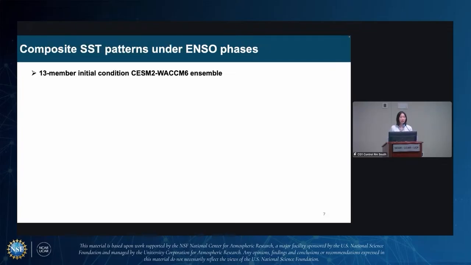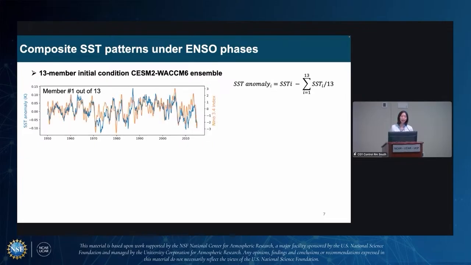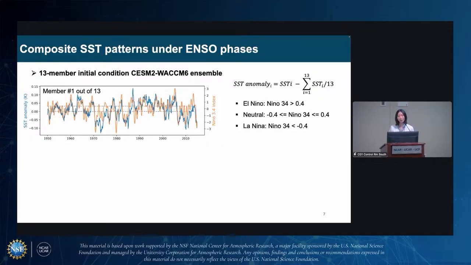To answer these questions, first of all, we compose the SST patterns under the different ENSO phases using the 13-member initial condition CESM2 WACCM6 model ensembles. For each ensemble member, I calculate the SST anomaly by subtracting out the ensemble average of SSTs, and I also calculate the corresponding Nino 3.4 index. And using this Nino 3.4 index, I can set the boundary and the threshold that can categorize the SST patterns into three ENSO phases, including El Nino, neutral, and La Nina conditions.